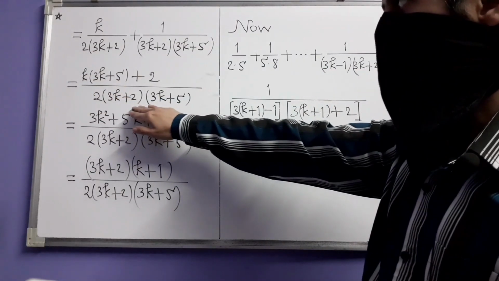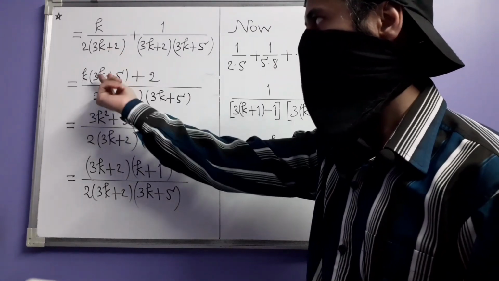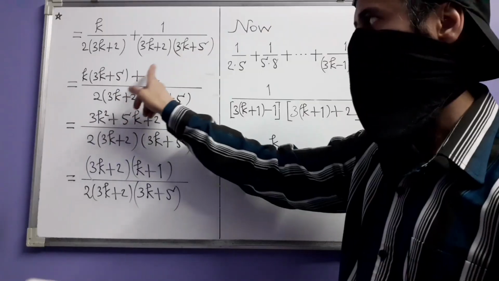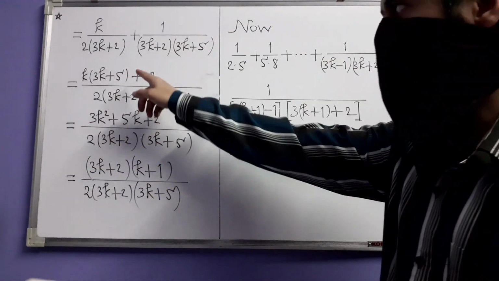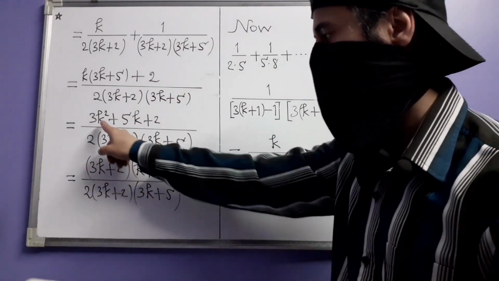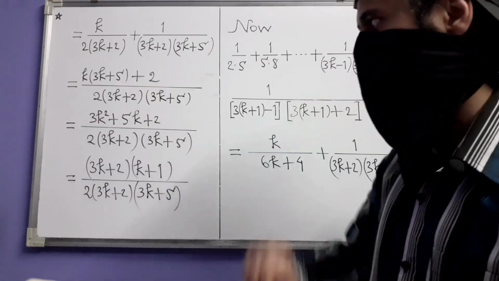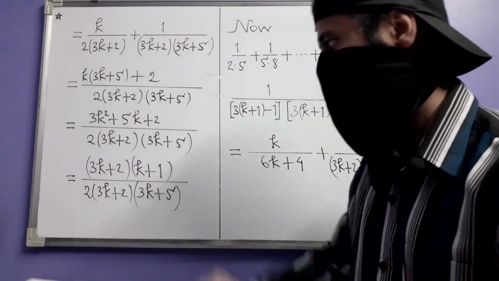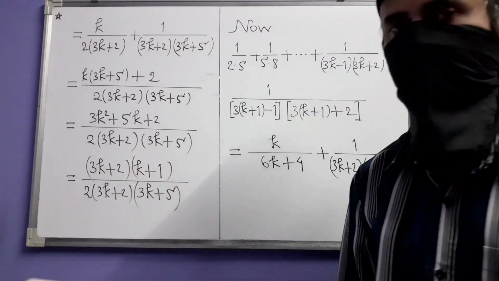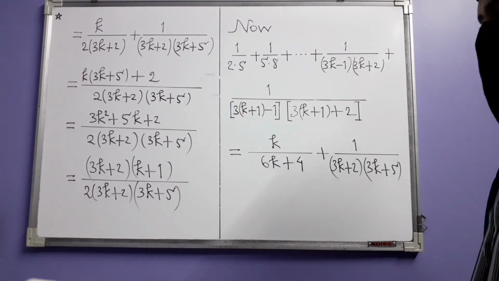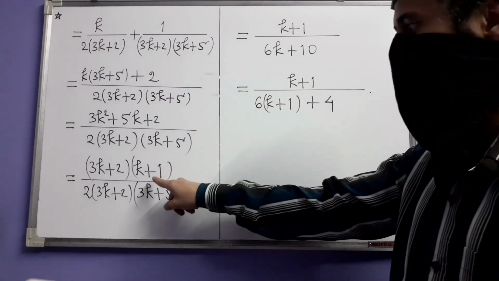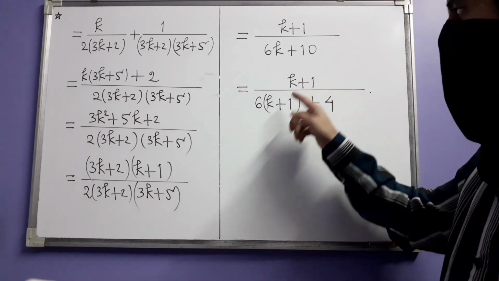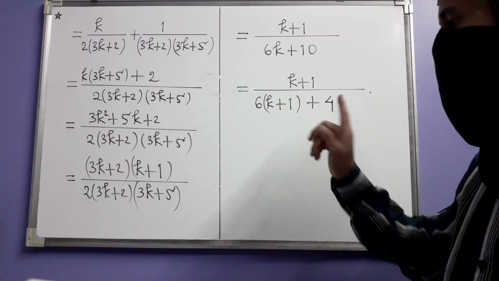These two things you already have here. So that means k times (3k plus 5) plus, here you have these two things except 2, so that means 2 comes here. And then if you do the multiplication and manipulation, you get 3k squared plus 5k plus 2, which equals, you can check this, (3k plus 2) times (k plus 1). So now these two factors will get cancelled. And that then gives us this, (k plus 1) divided by 2 times (3k plus 5), or 6k plus 10, which you can also write as 6 times (k plus 1) plus 4.